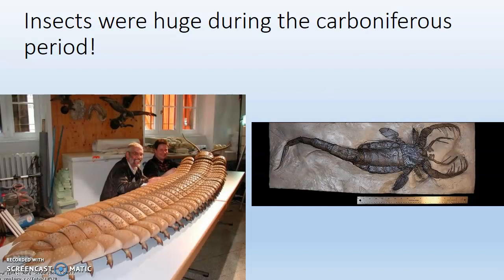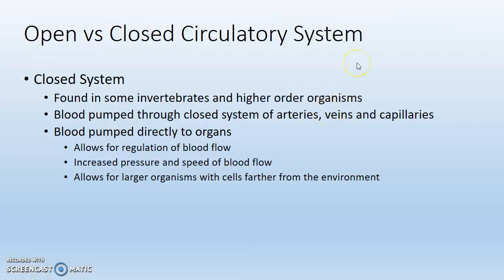Maybe one day we'll have giant insects again. Something else to look forward to. Now, a closed circulatory system is the much more effective version of a circulatory system if you want to get bigger than a little insect.